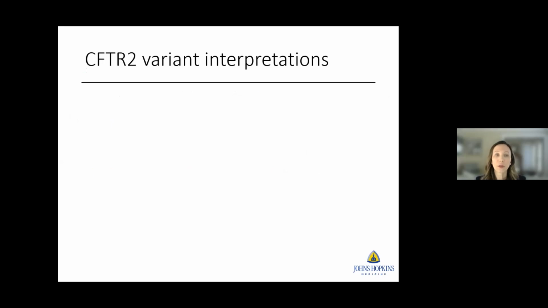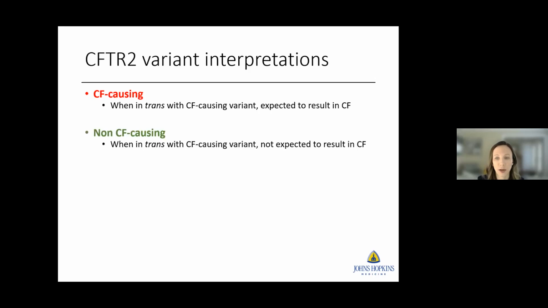So I do specifically want to go through the CFTR2 variant interpretations because they do differ a little bit from what you might see on a typical lab report. When we call something CF causing, it means that when we see that variant in trans with another CF causing variant, so on the opposite chromosome, we expect that person to have clinical features that are consistent with a diagnosis of CF. We expect that person to have CF.